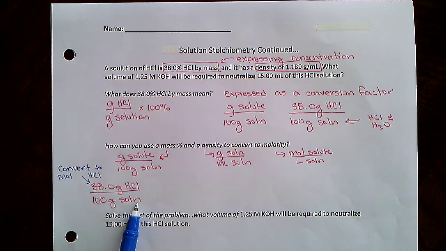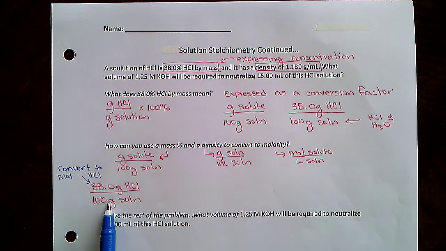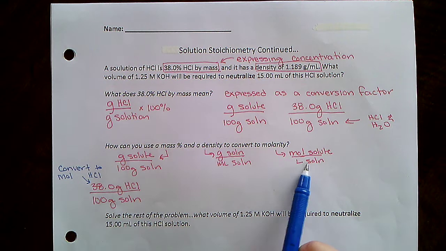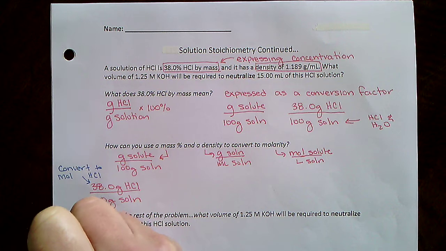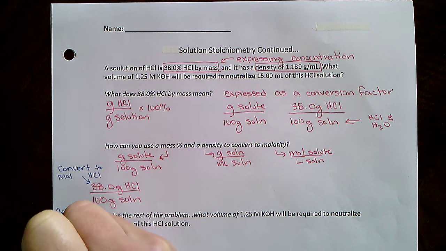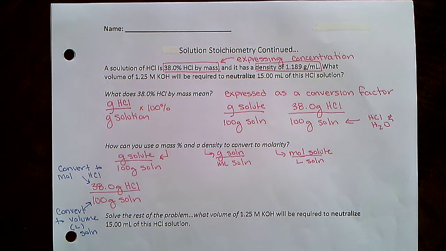The 100 grams of solution is going to need to be converted to a volume. We're going from a mass to a volume. Density is the only conversion factor that lets us do that. So this is going to convert to volume, in this case in liters of solution.